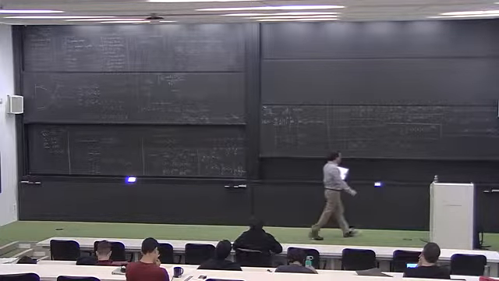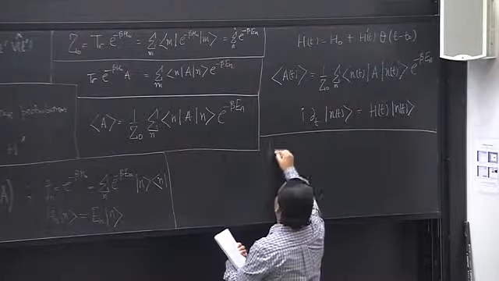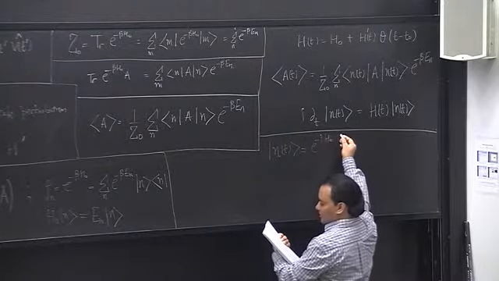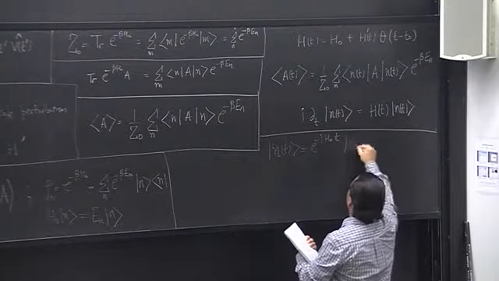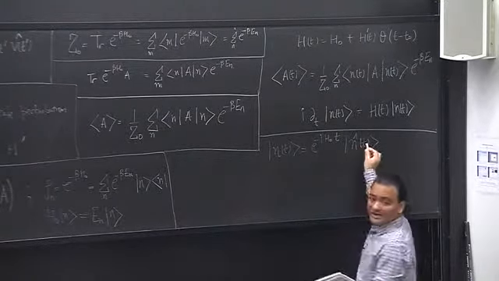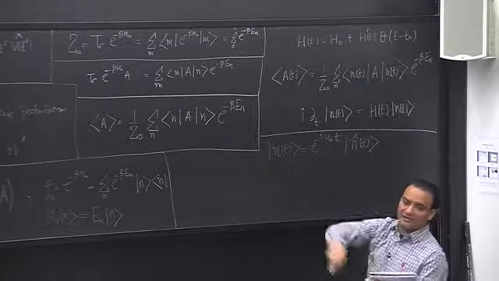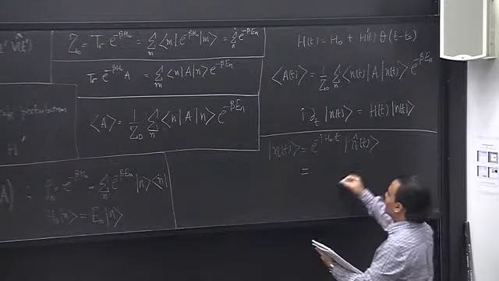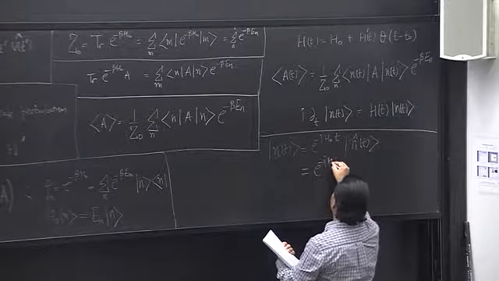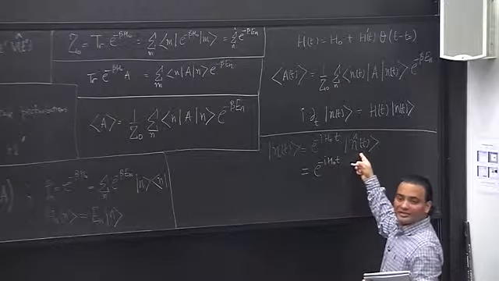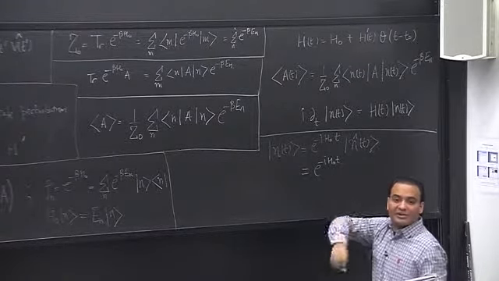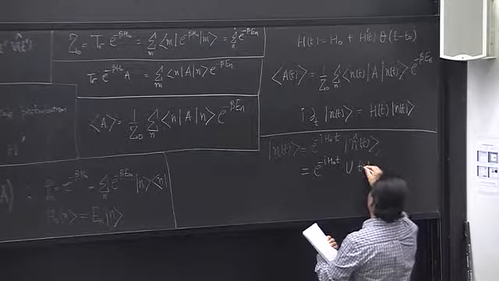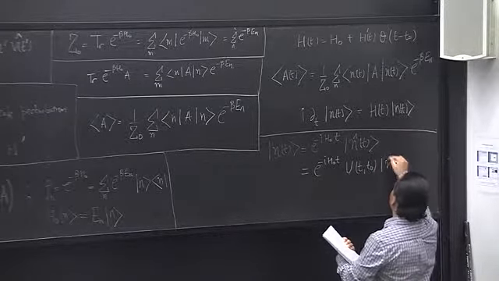So you can write down that the Schrodinger state n of t is simply e to the power minus i h naught t times the state in the interaction picture. I'm just writing the inverse of the definition for the interaction picture. Now, this state, you can write down as a unitary transformation from t naught to t times the state at time t naught. So this can be written as unitary evolution from t to t naught times the state at t naught.